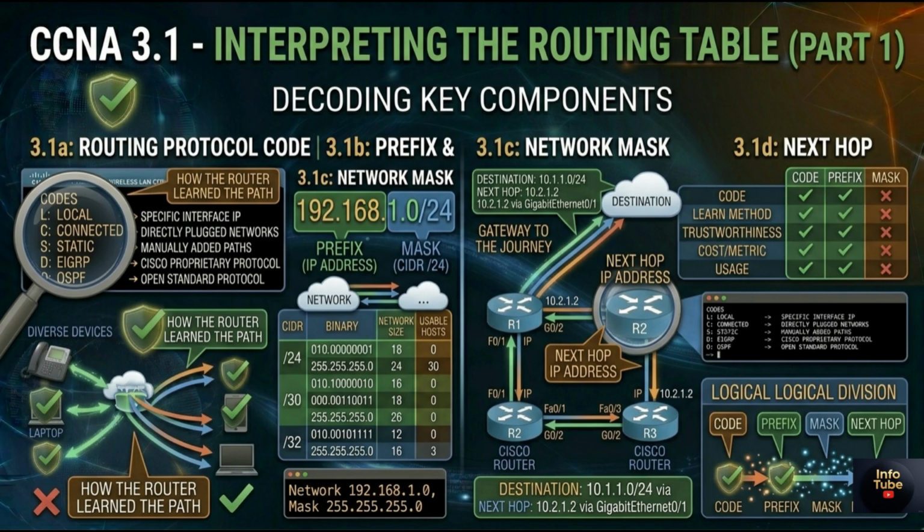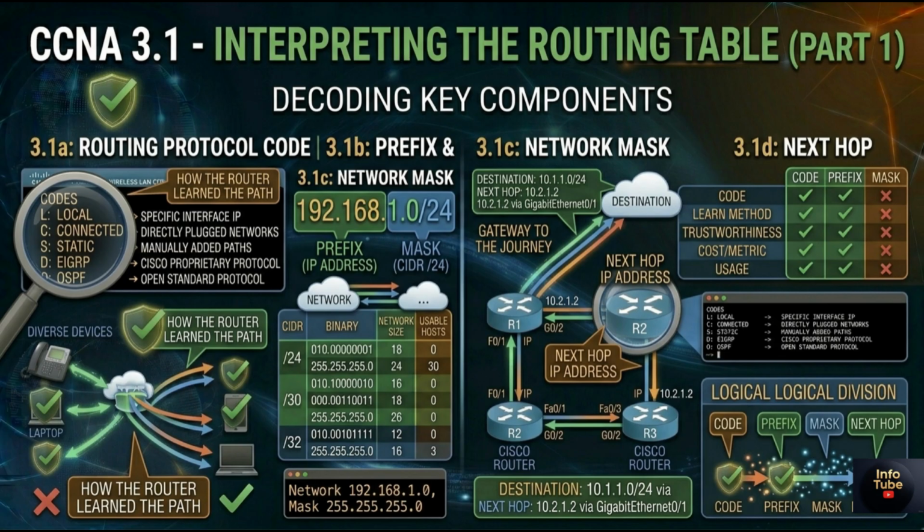When a router receives a packet, it consults its routing table, which is essentially a map of the network. Let's break down the key parts of that map. 3.1a. Routing protocol code. When you look at a routing table, every line starts with a letter. These are codes that tell you how the router learned about that path.